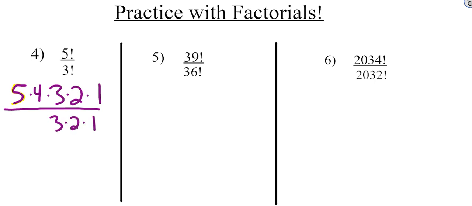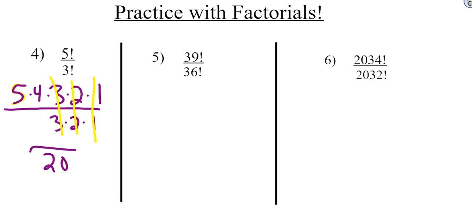Why do you think that is? Well, I'm in a fraction, and all of these are just being multiplied together. So I'm allowed to go 3's cancel out, 2's cancel out, 1's cancel out. And 5 times 4 is 20, and that's my answer.